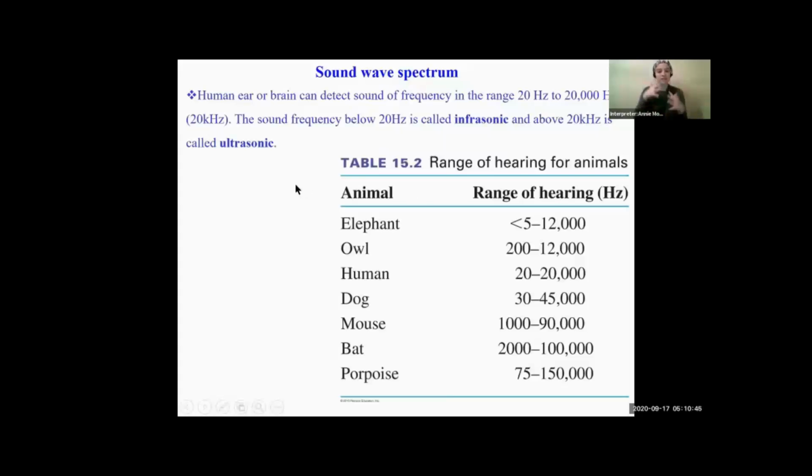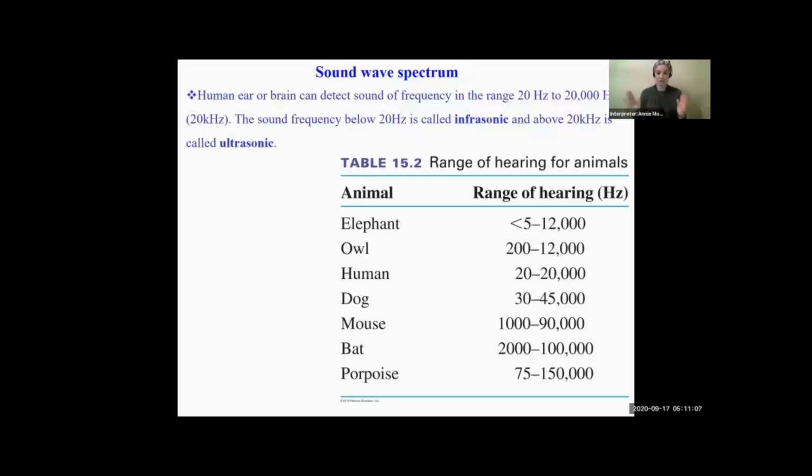The human ear or brain can detect sound frequency in the range of 20 hertz to 20 kilohertz. That's our range, the audible range that the human brain can detect, right? So below 20 hertz, we cannot hear. And above 20 kilohertz, or 20,000 hertz, again, we cannot hear. This is the sound wave spectrum.